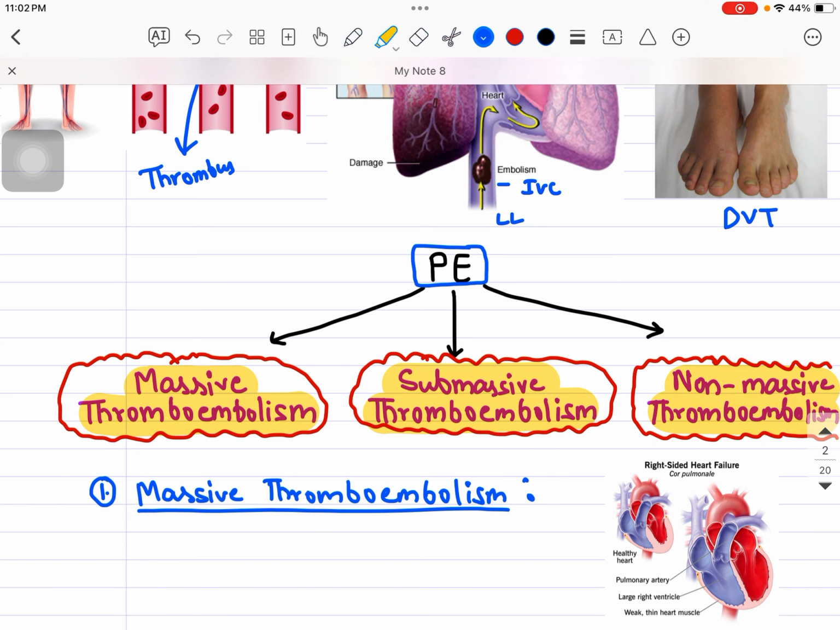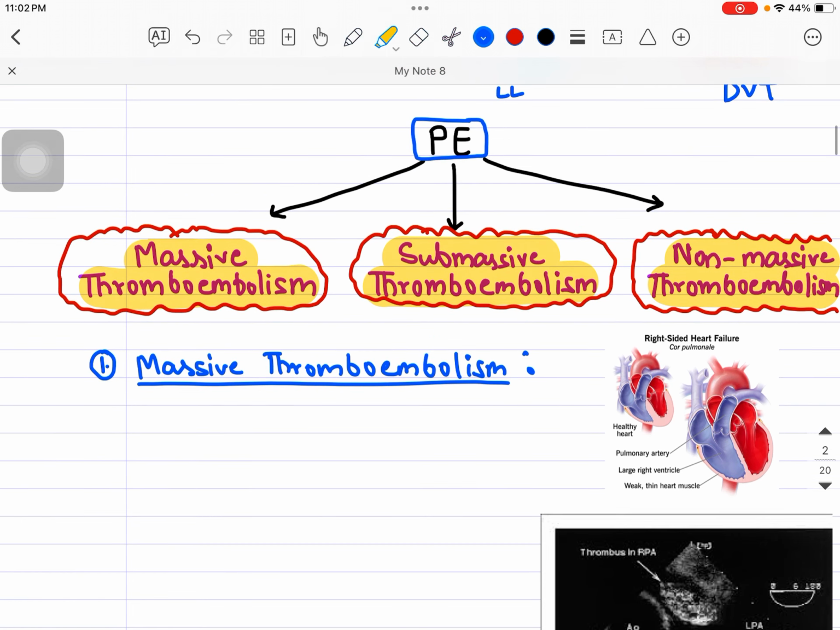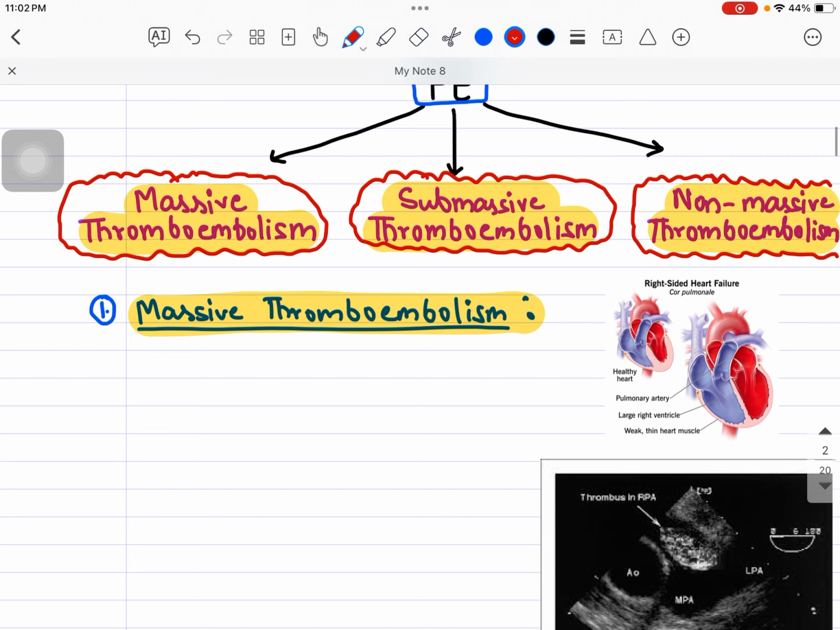Okay, now firstly let's talk about the massive thromboembolism, right? In the massive thromboembolism, what we need to understand is that we need to know 3 or 4 points basically, and these 3 or 4 points will be enough for us to know the basic picture happening in the massive, submassive and non-massive thromboembolism. That's how we will be able to compare as well. So first let's talk about the massive thromboembolism, right?